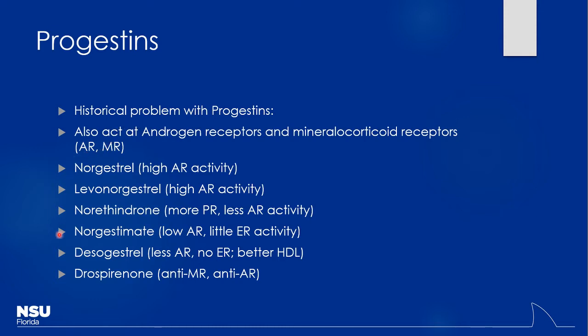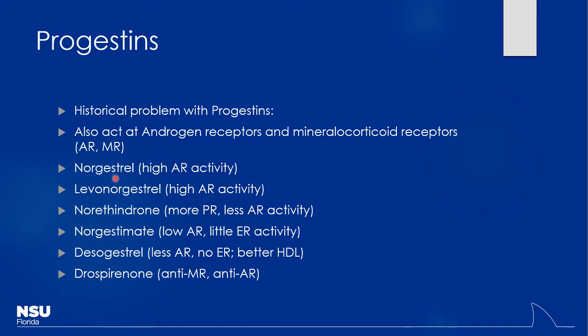So here are some common progestins you're going to run into pretty frequently, which are going to be included with your estrogen-based products, or you may find them alone in some cases. So things like norgestrel, levonorgestrel, norethindrone, norgestimate, desogestrel, and then drospirenone. Drospirenone probably being the newest one out of the group here.